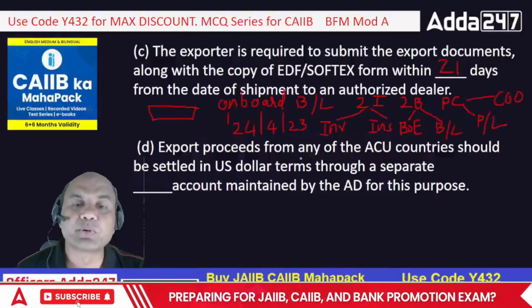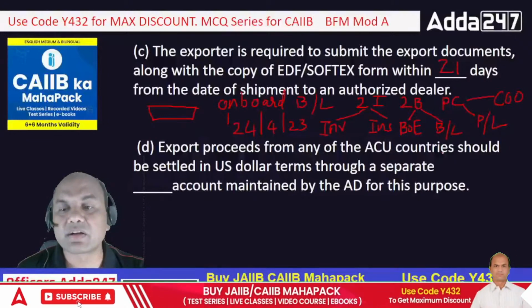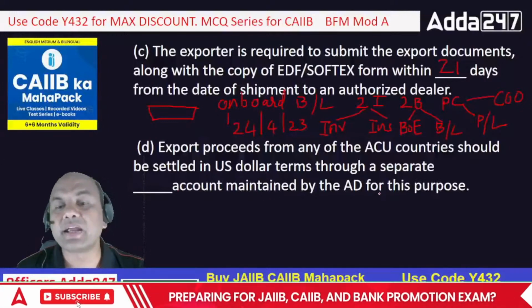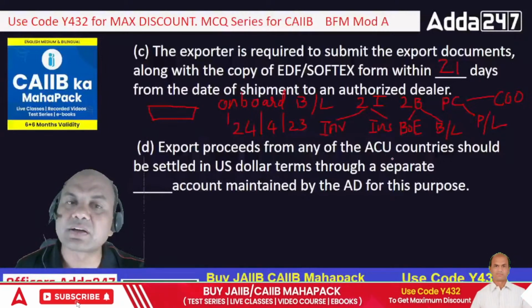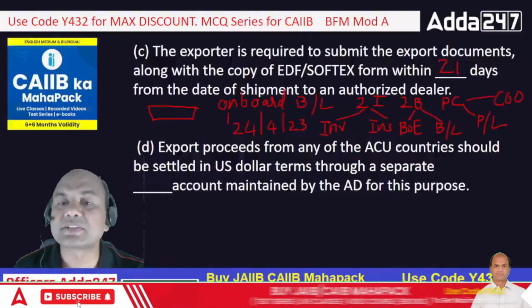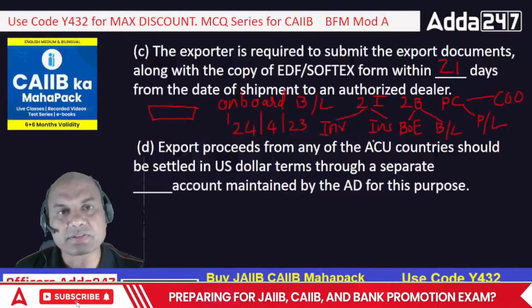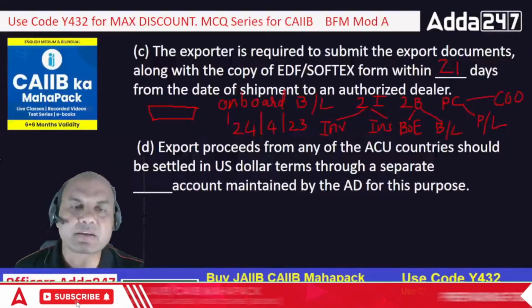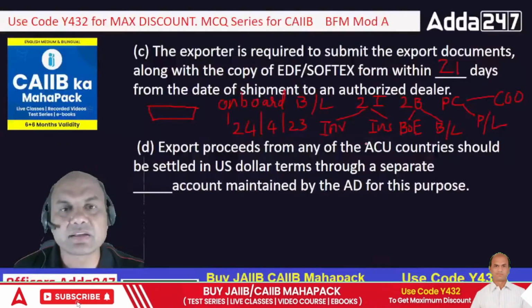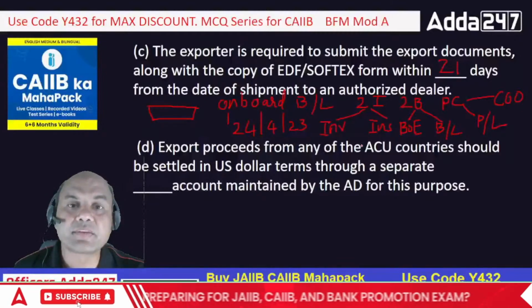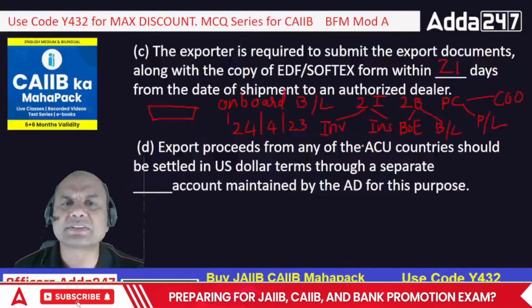Okay. Export proceeds from any ACU countries should be settled in US dollars through a separate dash account maintained by the AD for this purpose. So, export proceeds from the ACU countries. What are the ACU countries? Asian Currency Unit. What is the Asian Currency Unit? This is a group of countries, almost 7 countries: India, China, then Iran, Pakistan, then Bhutan, Nepal. These are the main 6 and one more.